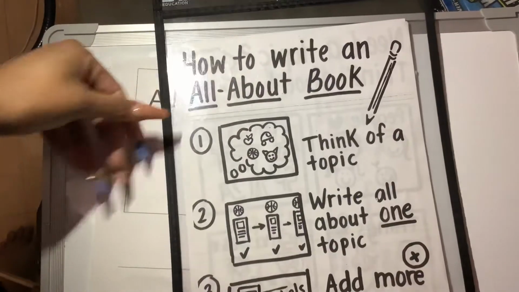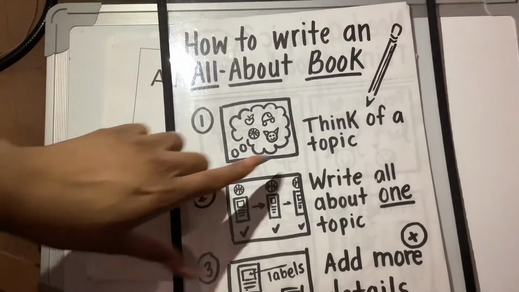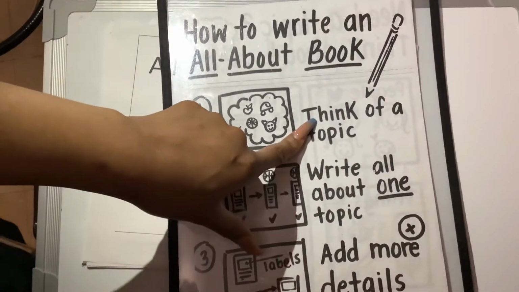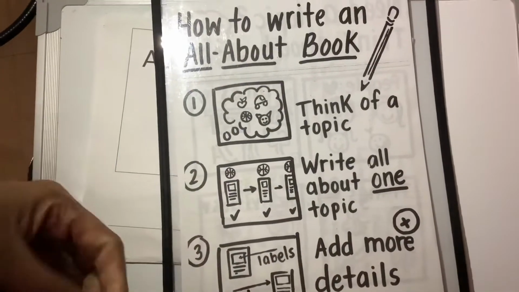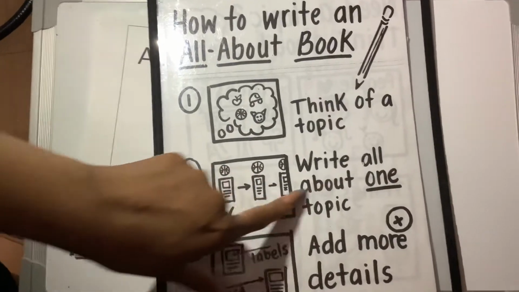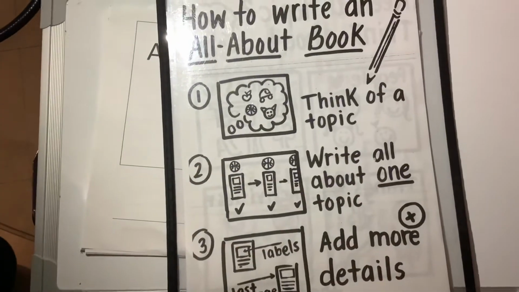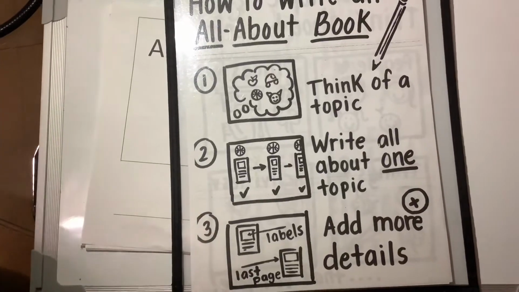Let's review how to write an all about book. Again, think of a topic. It can be a thing, a person, a place. Then write all about that one topic and add details.